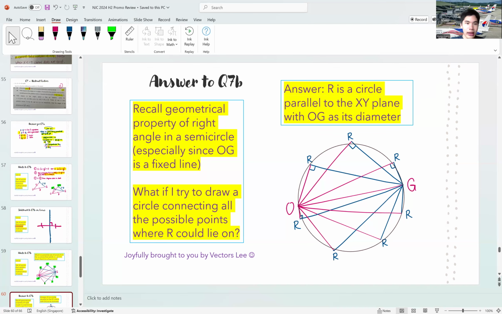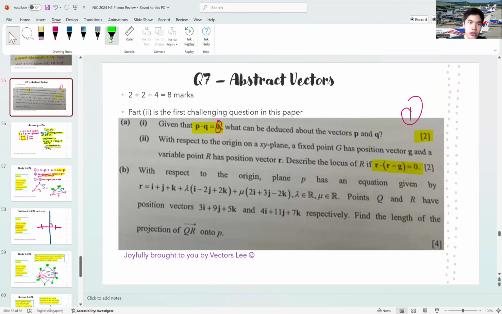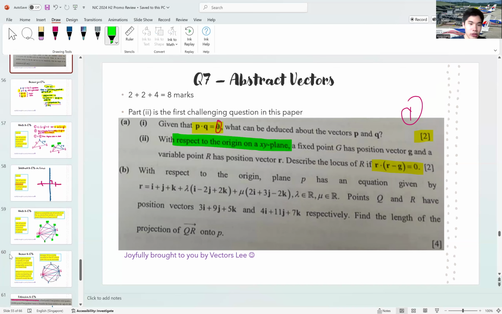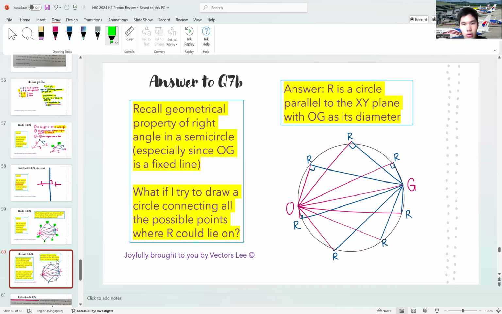Why did I say it's parallel to the XY plane? Because the question restricted it to be two-dimensional. The reason they said this is because the question has restricted it to be two-dimensional, since the XY plane is two-dimensional.